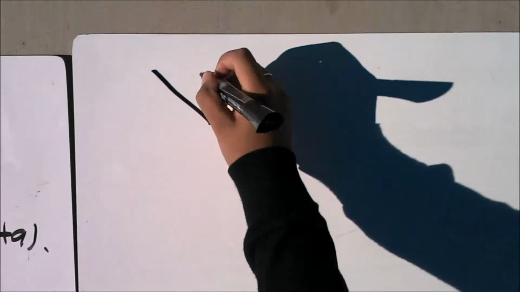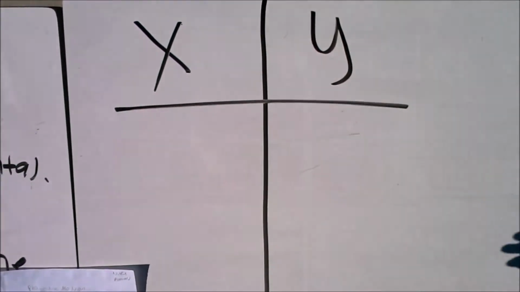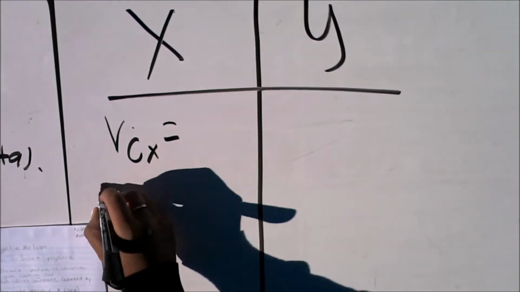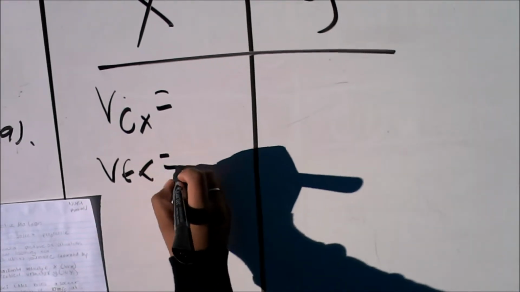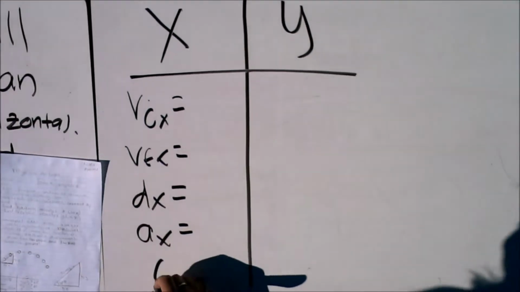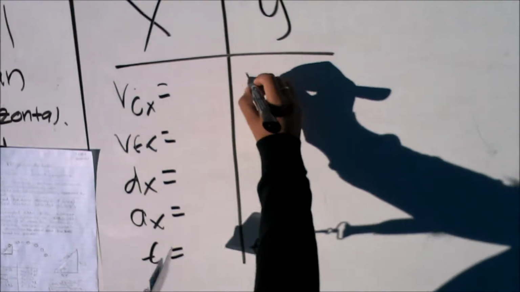To make it easier, you have to separate your x and your y, and you write out what you have. Time, you don't need to put it because the time is going to be the same.